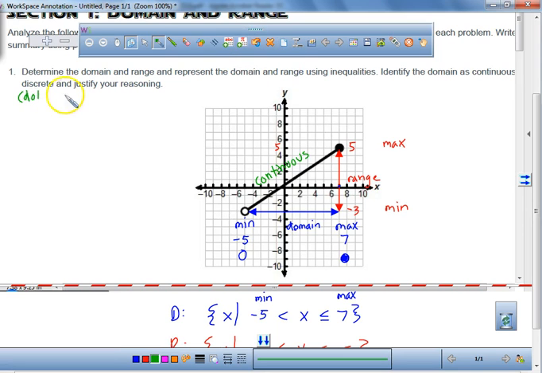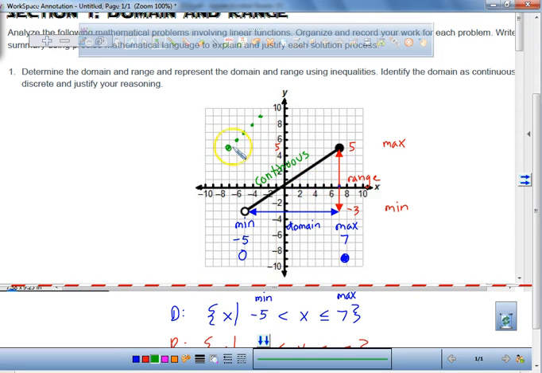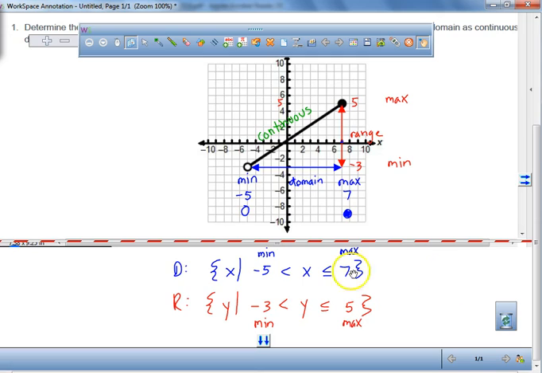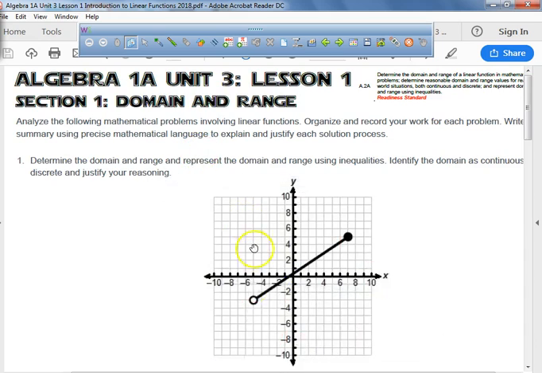So let me explain to you what it would look like if this were discrete. If you saw points just being plotted like this, then that would be discrete. And then you would have to list each of the ordered pairs as your domain or your range. You wouldn't use inequality symbols. You would just use ordered pairs as your domain and range. So you list a set of numbers for your domain and range.